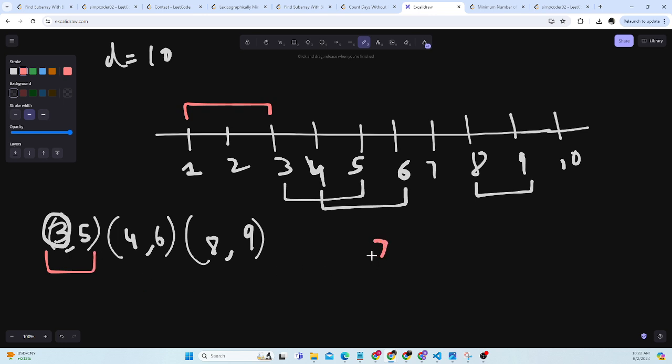So let's say they are denoted as G start and G end. So G start is 3 and G end, we know that it's 5. So it's our global start and global end. So this was our first interval. Next we came to 4, 6.